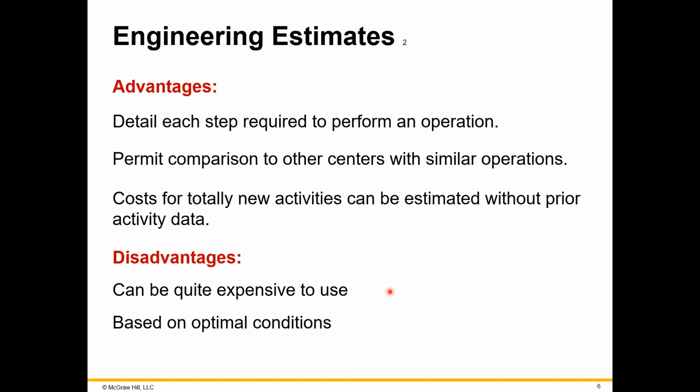Trying to come up with a very accurate type of estimate without previous data can be very time-consuming and costly if you hire someone to do the estimate. And it's also usually based on optimal conditions. So in case labor isn't as efficient as you thought it would be, or materials go up, a lot of times these types of engineering estimates don't account for changes in conditions. And as you'll see, every method has its advantages and disadvantages.